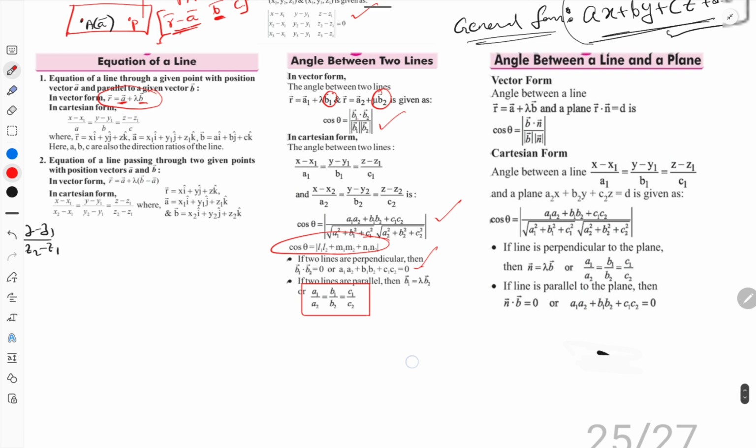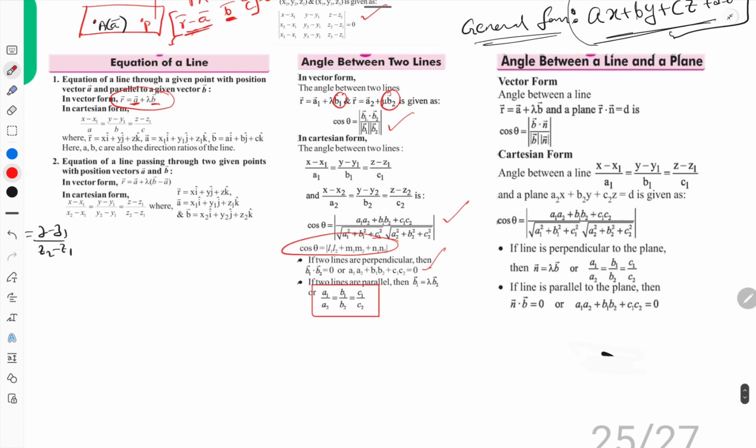Now, angle between a line and a plane. Suppose you have a plane and you have a line.